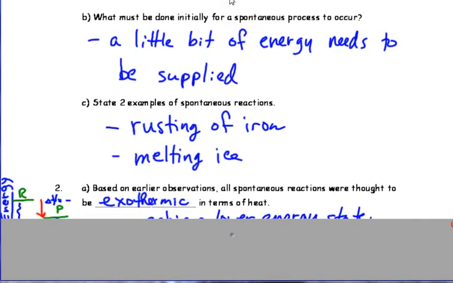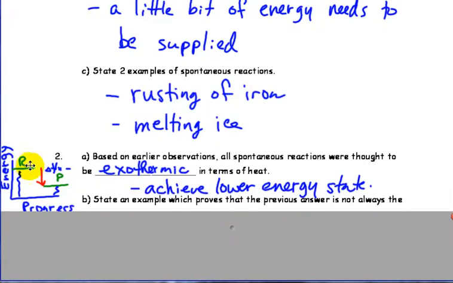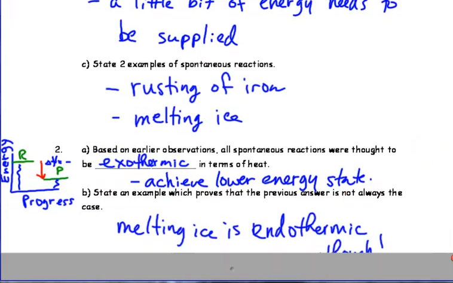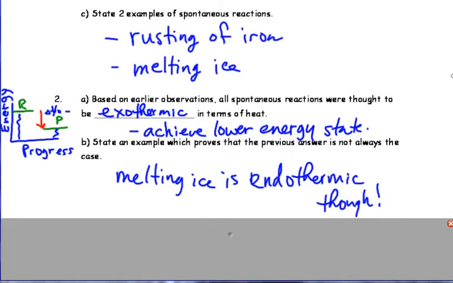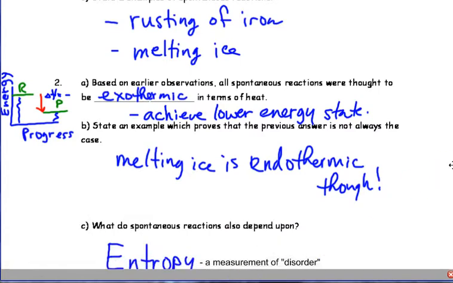It's a spontaneous process. So based on earlier things that we talked about, spontaneous reactions were thought to be all of them exothermic, because you're going from a high energy reactant to a lower energy product, releasing heat. You're going to a lower energy state. In life, we like to go to a lower energy state, so it seems that that would make sense. But of course, you don't have to look too far to find an example to the contrary. Melting ice is endothermic. It requires the addition of heat. So there must be something else involved with whether or not a reaction can occur spontaneously.